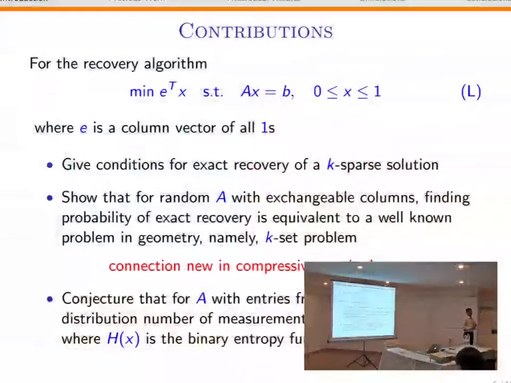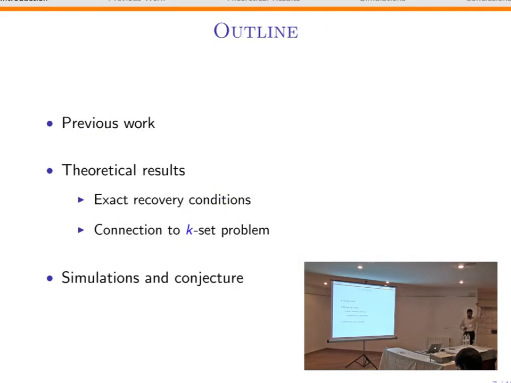And using empirical data, we conjecture that for a sparse solution, the number of measurements required for exact recovery will be something like n times h(k/n), where h is the binary entropy function. So the outline of the talk will be, I briefly mention the previous work, and then I go through these two theoretical results, getting the condition and the probability of the condition being satisfied, and then I mention the simulation result.